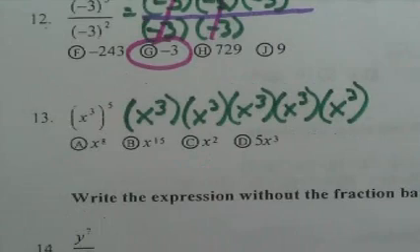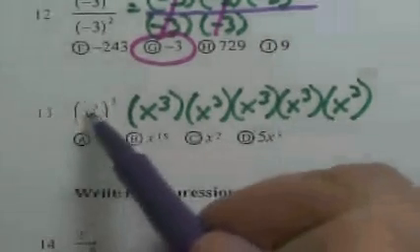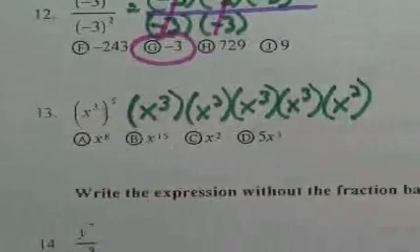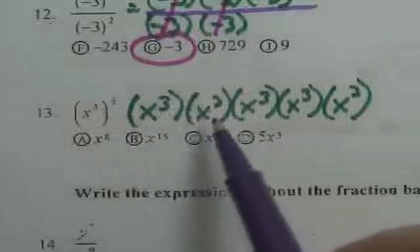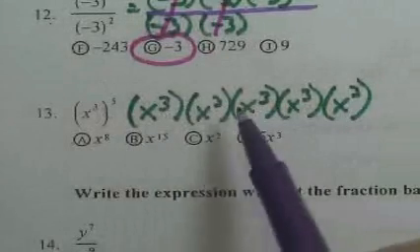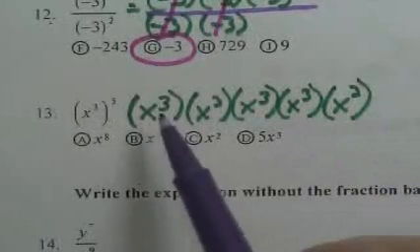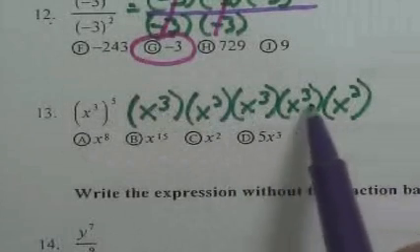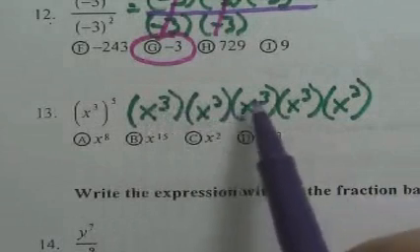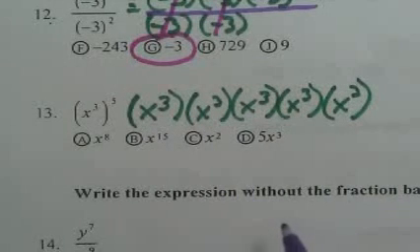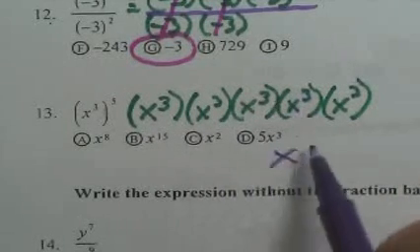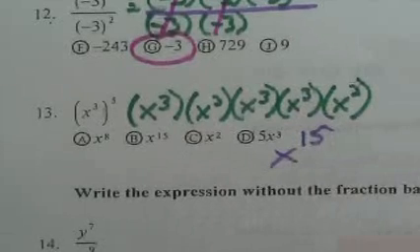Okay, on number 13, we have x to the third 5 times. So x to the third, x to the third, x to the third, x to the third, x to the third. There's 5 of them. So how many x's do I have total? I have 3 here, 3 there, 3 there, 3 there, 3 there. That means it's 3 times 5. That would make it x to the 15th.